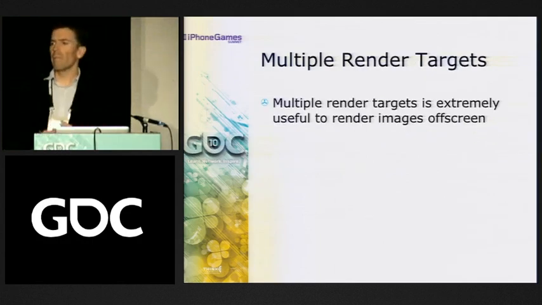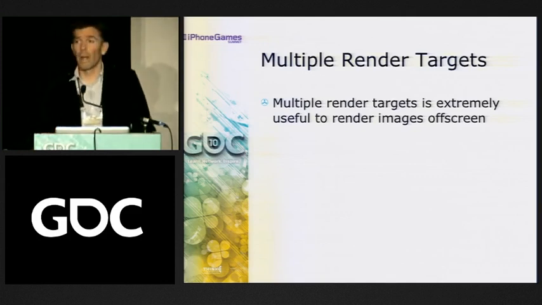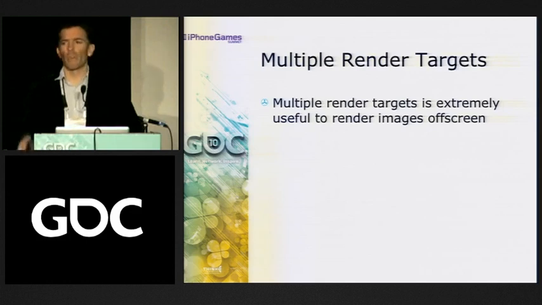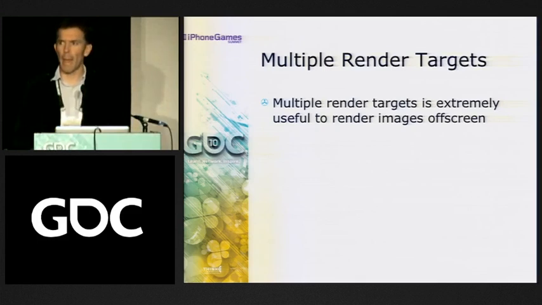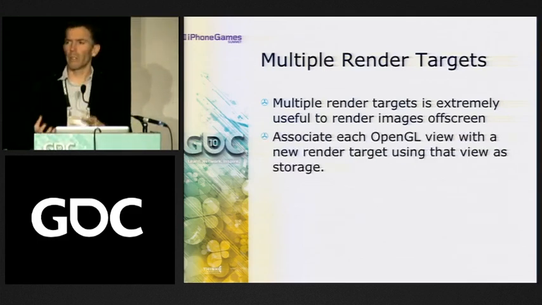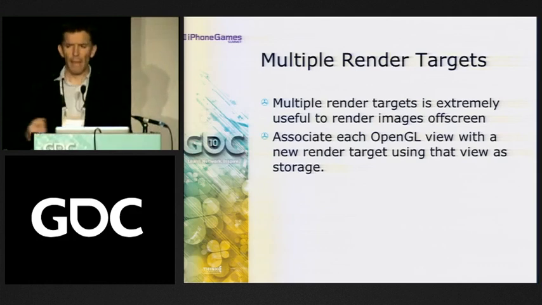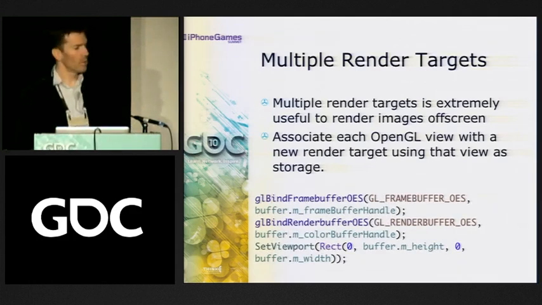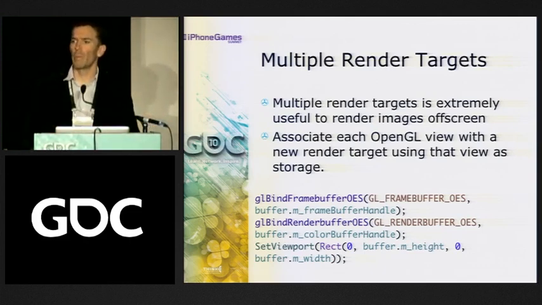Right. So really having multiple render targets is something that is really useful to have in your game anyway. That way you can render the scene to an off-screen buffer and then maybe do some processing on it or use it as an environment map or something. So once you're set up that way, you can totally create a new render target with each view's EAGL context that I showed you at the very beginning. And then all you do is whenever you display the view, you just bind the render buffer that you created with that one. And then bang, the output of whatever you render goes to that view.